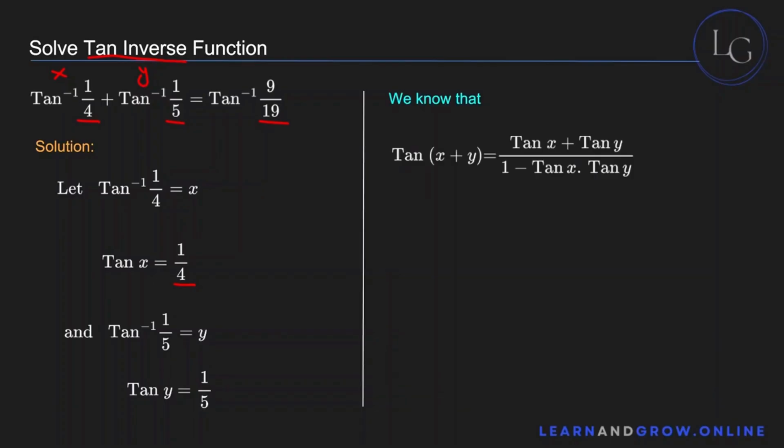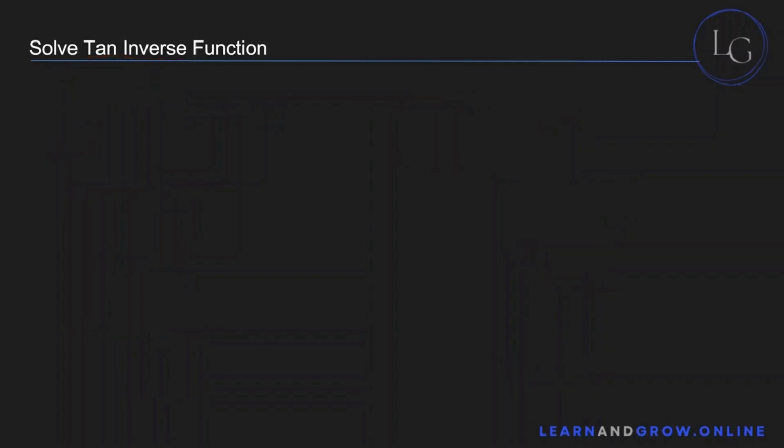Now, we know this trigonometric identity that tangent of x plus y is equal to tangent of x plus tangent of y over 1 minus tangent x tangent y, right? So we already know that tangent of x is equal to 1 by 4 and tangent of y is equal to 1 by 5. Now, plug those values into this equation. So tangent of x plus y is equal to 1 by 4 plus 1 by 5 over 1 minus 1 by 4 into 1 by 5. So this turns out to be equal to 9 by 19.